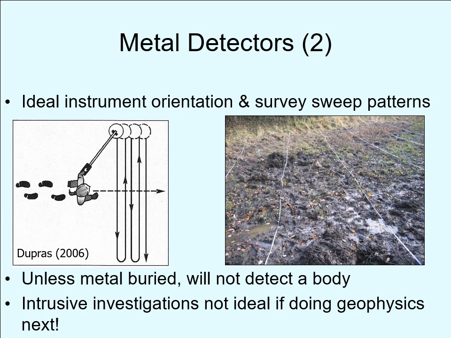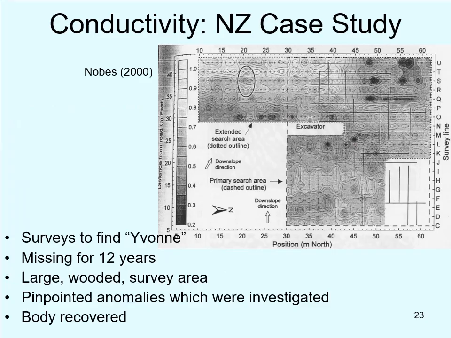So of course, using another method such as resistivity will pick up those water filled holes rather than what we're looking for. So there isn't meant to be a sort of stages of investigation you should be doing, not in that case. And a classic case of using conductivity to find a missing person is Nobes' 2000 study.